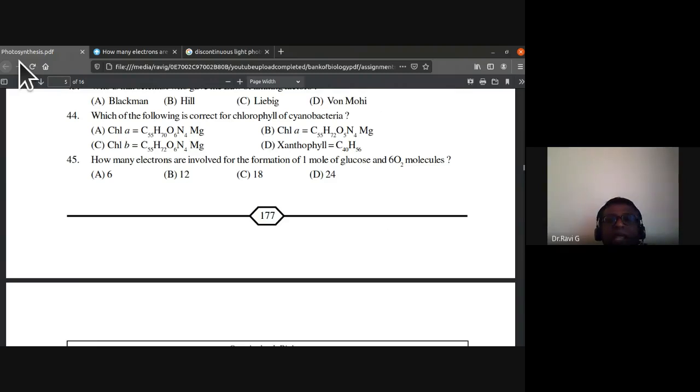I have pasted that answer for the 45th in the conversation box. 45th, 49th done. Okay, I have pasted it here, see. During light reaction, 4 electrons are released. So 2H2O gives 4H+ plus 4 electrons. During dark reactions, 8 electrons will be released. So totally 12 electrons are involved for the formation of 1 mole of glucose and 6 oxygen molecules. So that is what they have given in the statement here. Okay, that is for the 45th question. 83rd, let me go through it.